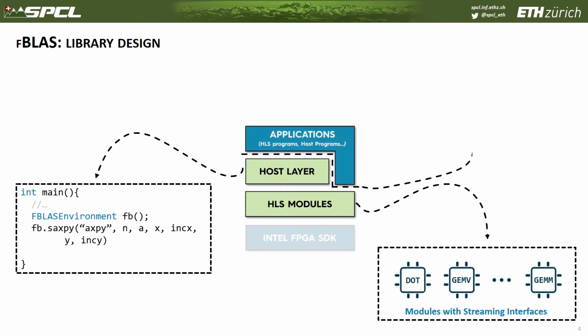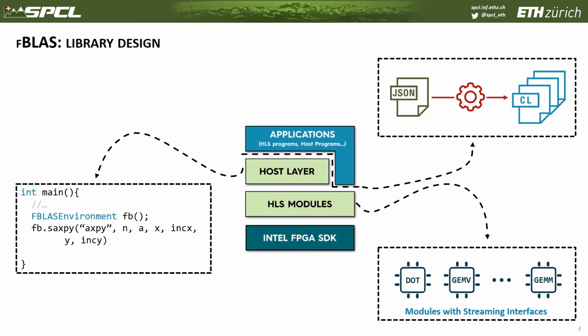Therefore, the user has two ways of interacting with the library. She can invoke routines from a host program, or she can incorporate modules into her own HLS program. To produce the HLS modules that are required by both these ways of interacting with the library, we also provide a template-based code generator that takes as input a JSON description of the routines that are needed by the programmer and produces a set of OpenCL kernels that are ready to be synthesized.